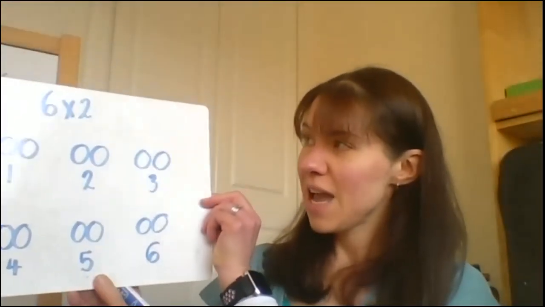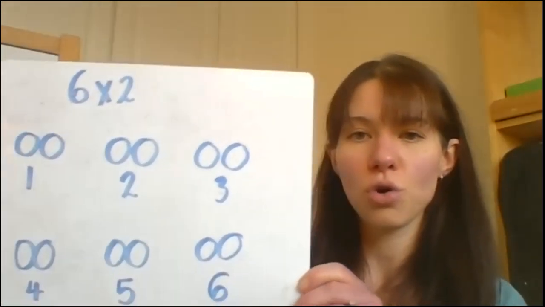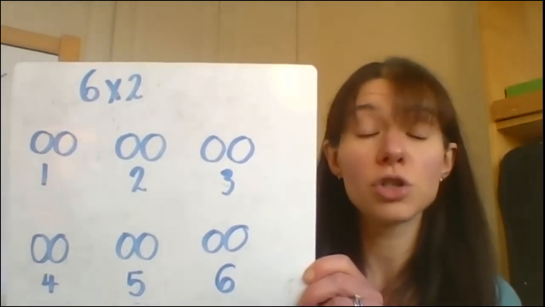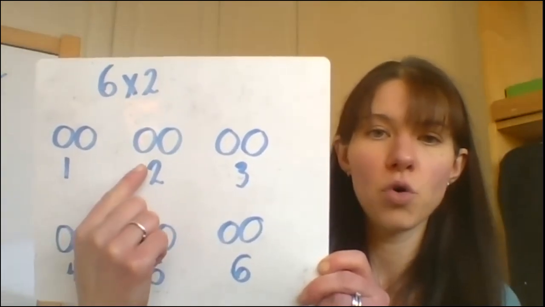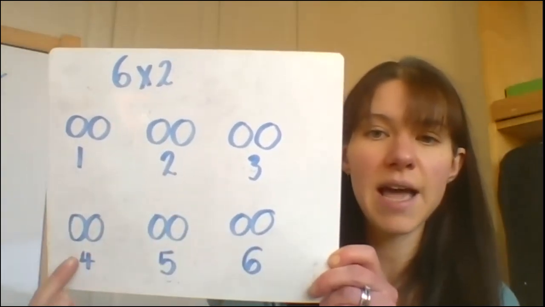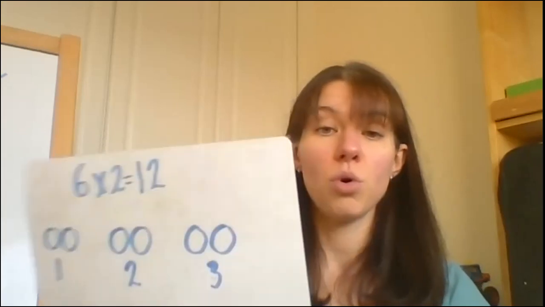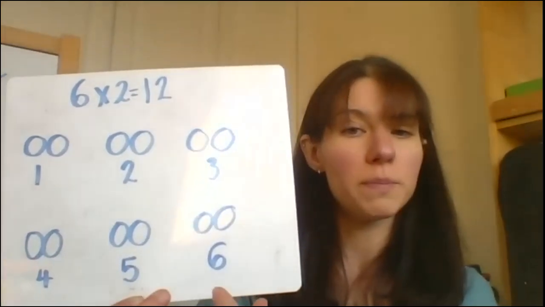Okay. So now to find the answer, I need to count how many I've got all together. Sorry, the sunlight was shining on it then, you couldn't see. So let's use our 2s to do some counting. So we've got 2, 4, 6, 8, 10, 12. Well done. So all together, your answer should have been 12. So 6 multiplied by 2, or 6 lots of 2, is 12. Now I've drawn groups this time.